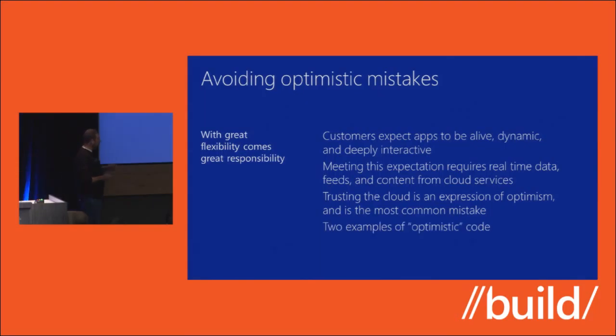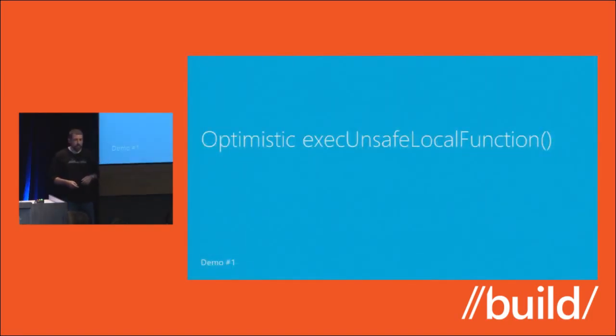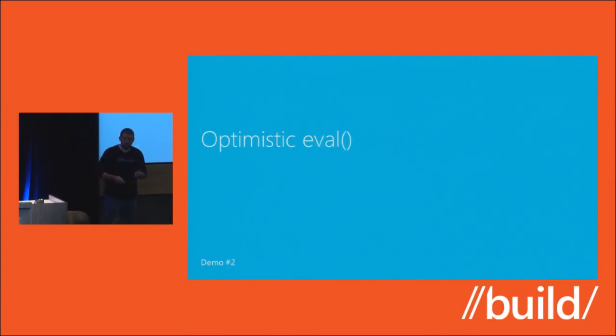I want to talk about two examples of optimistic code, and we'll walk into a demo here that I think will demonstrate the things we're talking about. So the first one, and they just kind of run together, so I'll just tip my hat here and show you what we're talking about. The first one is going to be an optimistic exec unsafe local function. And the second one is going to be an optimistic eval. So we'll look at these two. They flow right into one another when we do the demo. I'll explain the difference between the two and how they're being used and or abused by the bad players out there.